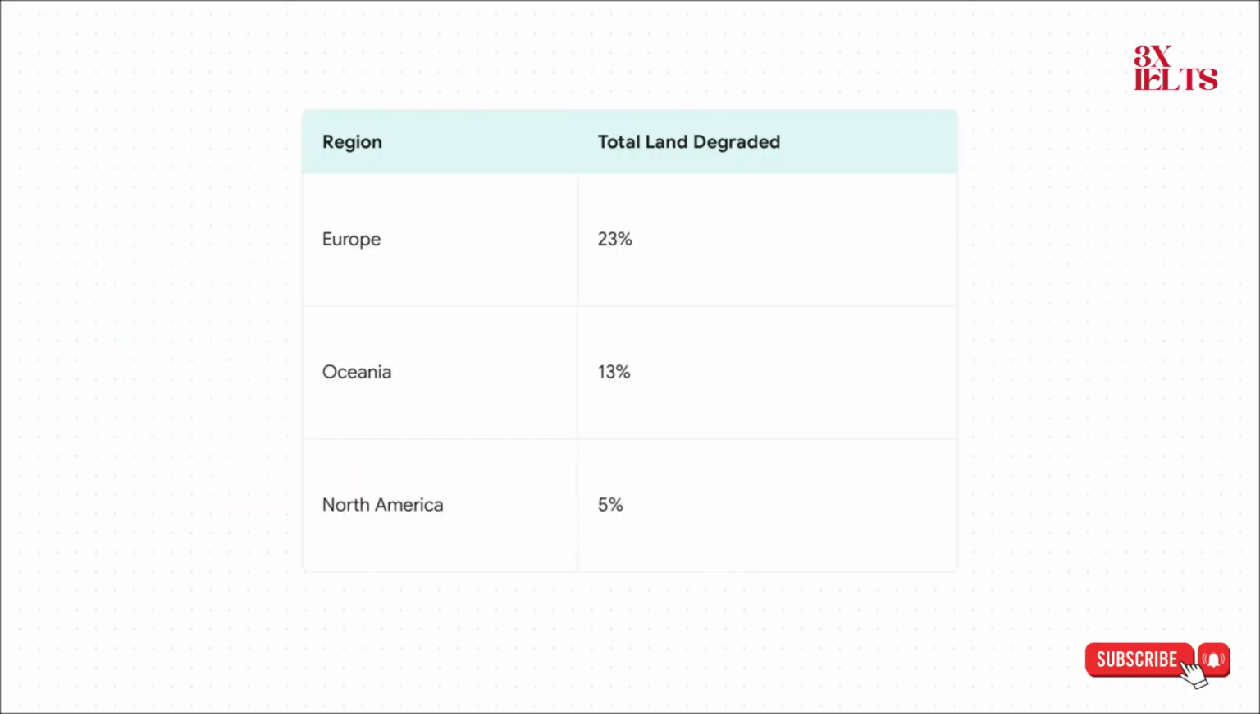All right, now let's shift focus over to the table. And here's a pro tip. For now, ignore all the little numbers inside. Just scan your eyes down that final column. Total land degraded. One glance, and it just jumps right out at you, doesn't it? Europe, at 23%, is way ahead of the others. And that's the second main point for your overview paragraph. See how easy that was?